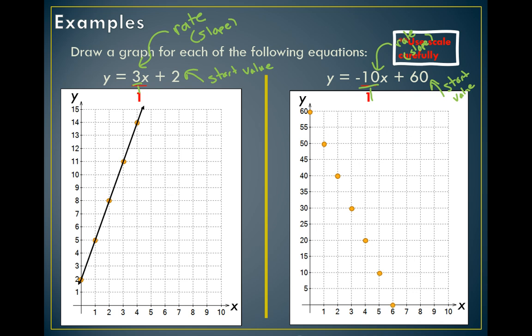Can we go past 0? Yes, we'll talk about that in just a second. But in this example, you just go down to 0. And then you draw the line with your ruler. Who's got questions?